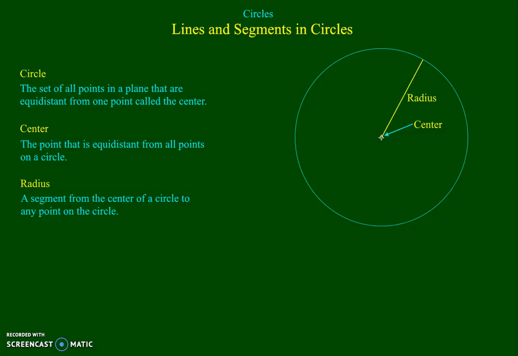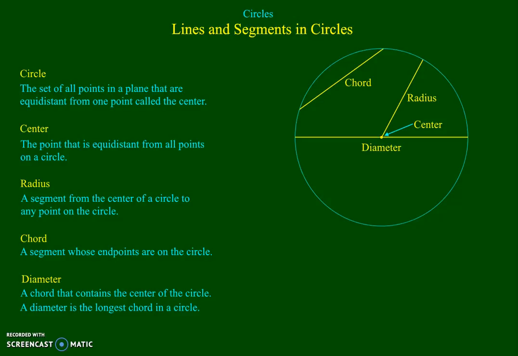What happens when we have a segment that has both endpoints on the circle? This is called a chord. A chord is a segment whose endpoints are on the circle. This then leads us to a special kind of chord, which is called a diameter. A diameter is a chord that contains the center of the circle. And it's important to note that a diameter is the longest chord in a circle.